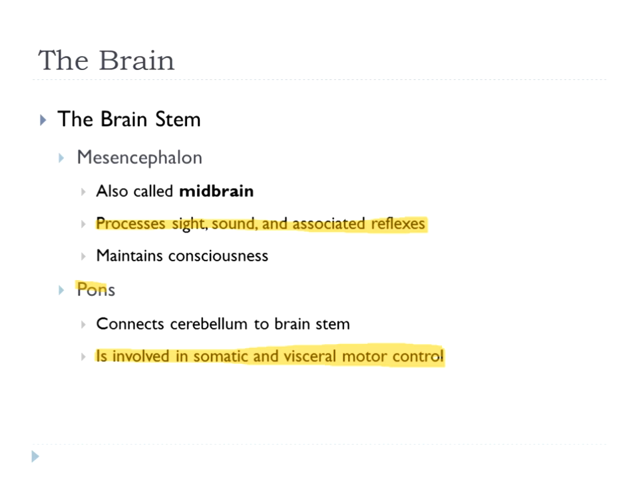The brain stem, the mesencephalon, also called the midbrain, processes information such as sight, sound, and associated reflexes. For sight, if something is coming towards you, you have a tendency to blink. We talked about that reflex last week in our discussion. We also know that if there's a very loud sound, a loud smash or a clap, it triggers your startle reflex and you will jump as a result. So your midbrain has a role to play in that. It also helps to maintain your consciousness.